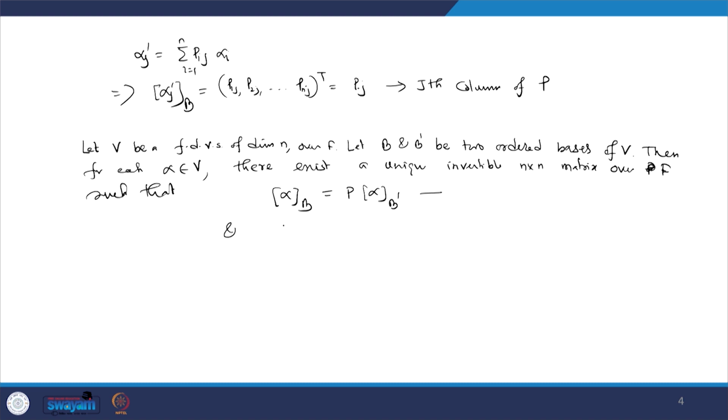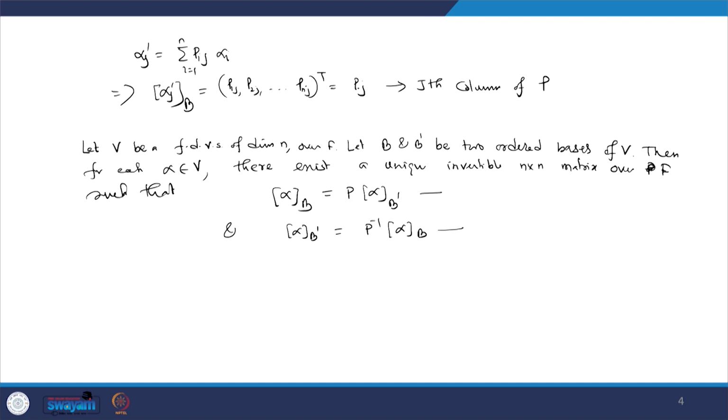and the coordinate matrix of alpha with respect to B prime is equal to P inverse times the coordinate matrix of alpha with respect to B. So, this is basically the conclusion of this result please. So, let me take some example please. Okay. Before taking examples, now the next question is like this.